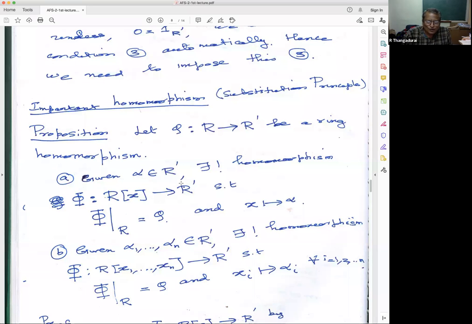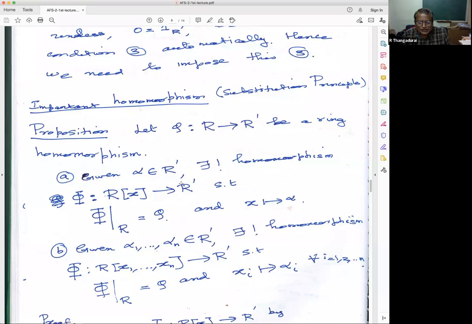So what it says is, suppose a ring homomorphism is given from R to R', and I am fixing an element α in the ring R'. Then I can find a unique homomorphism from the polynomial ring R[x] to R' satisfying two conditions. The condition is that when I restrict the function capital Φ to the subring R, I should get back my given homomorphism φ, and also this capital Φ takes x to α. Okay, so first we prove this.